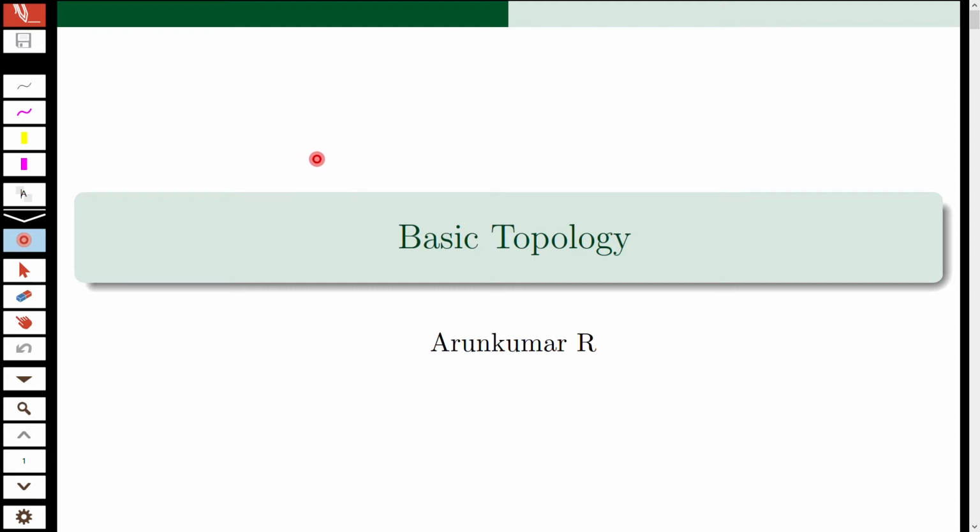Welcome to today's class on real analysis. The first chapter of your syllabus deals with basic topology. So today we discuss some definitions of finite sets, infinite sets, etc.